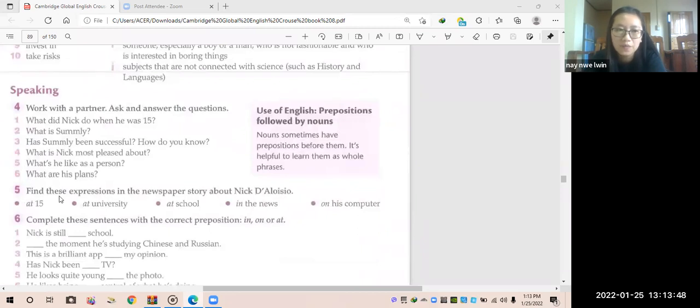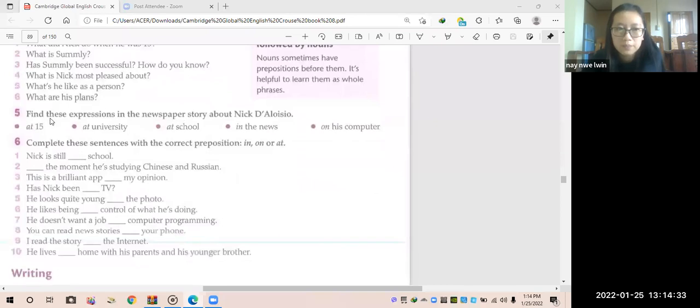So look at number 5. Find these expressions in the newspaper story about Nick: at 15, at university, at school, in the news, on his computer. So these phrases have been used in this newspaper story. So there are some uses of English for that expression: preposition followed by noun. Before that, we studied the preposition after adjective, right? For example, interested in, proud of. So this time, preposition followed by noun. You also have to memorize some of the phrases like at 15, at university, at school, in the news, on his computer. So is that clear?